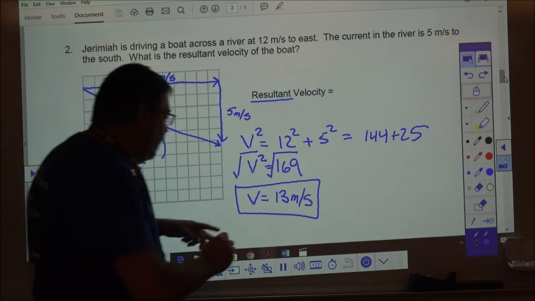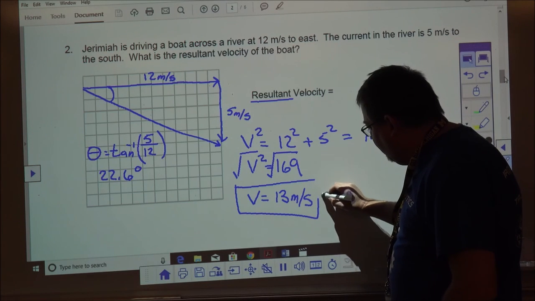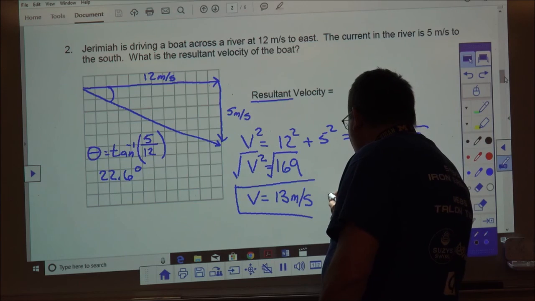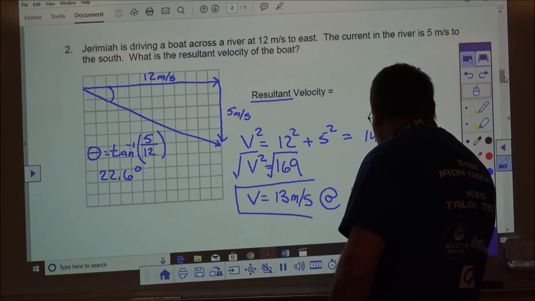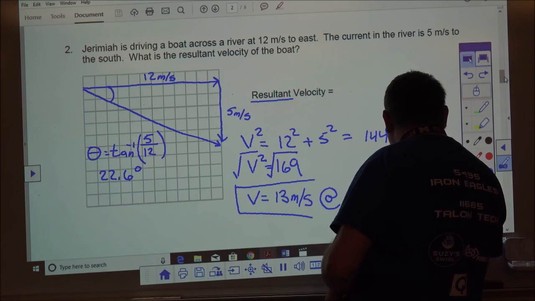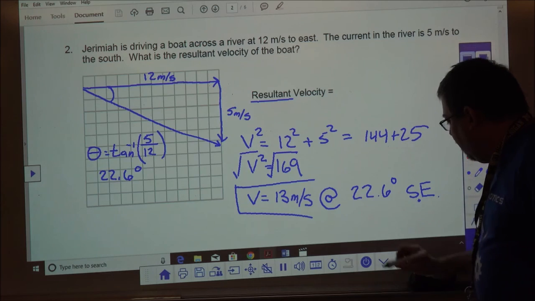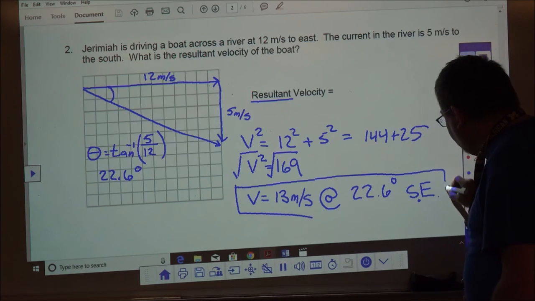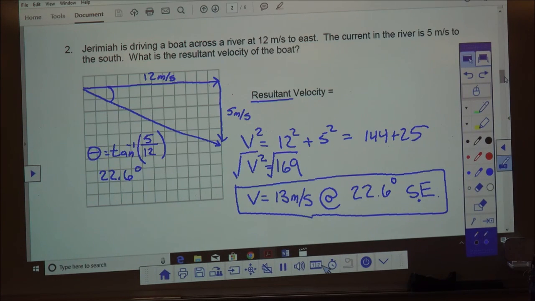So we could say velocity is 13 meters per second, all right, at 22.6 degrees. And what is that? That's southeast. I'll write SE for southeast. All right, there we go. So there's how we add vectors that are not in the same direction. Or I should say, here's how we add vectors that are not along the same line.